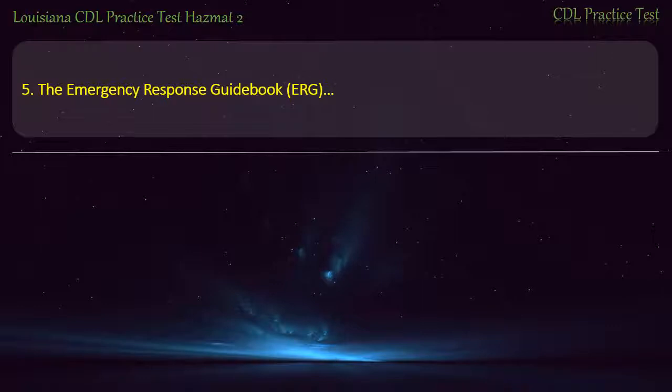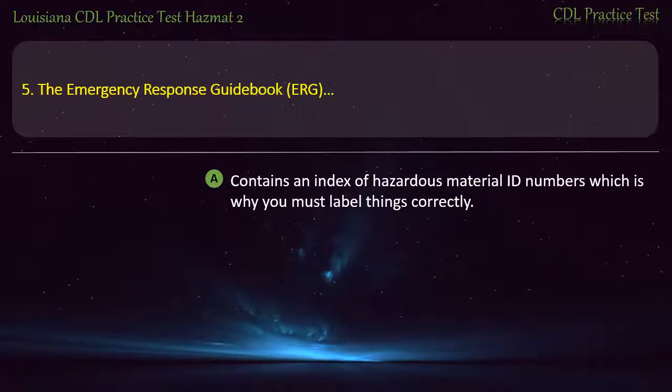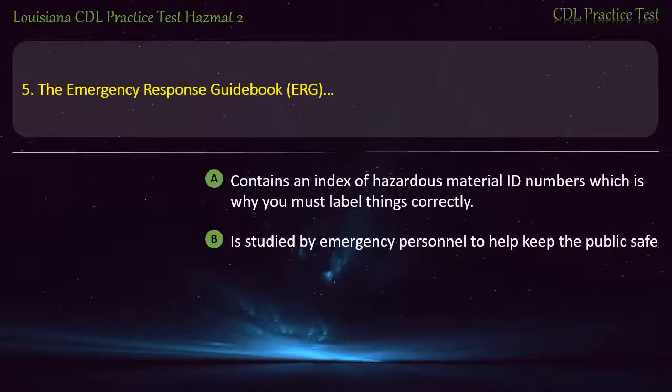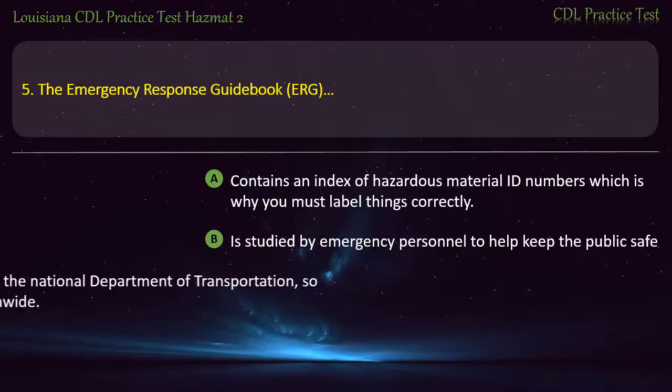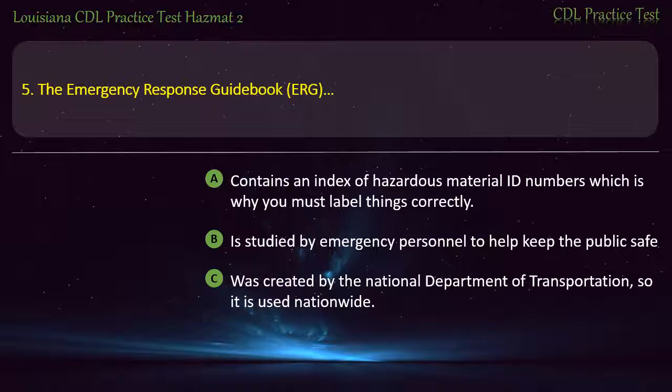Question 5. The Emergency Response Guidebook, ERG, contains an index of hazardous material ID numbers, which is why you must label things correctly. Is studied by emergency personnel to help keep the public safe. Was created by the National Department of Transportation, so it is used nationwide. All of the above. Answer. All of the above.